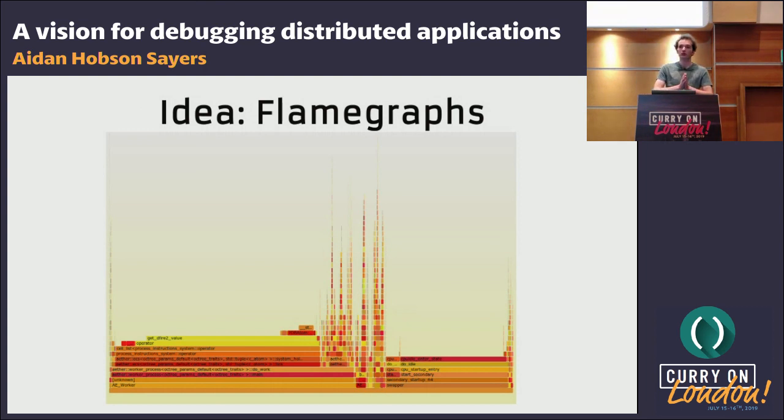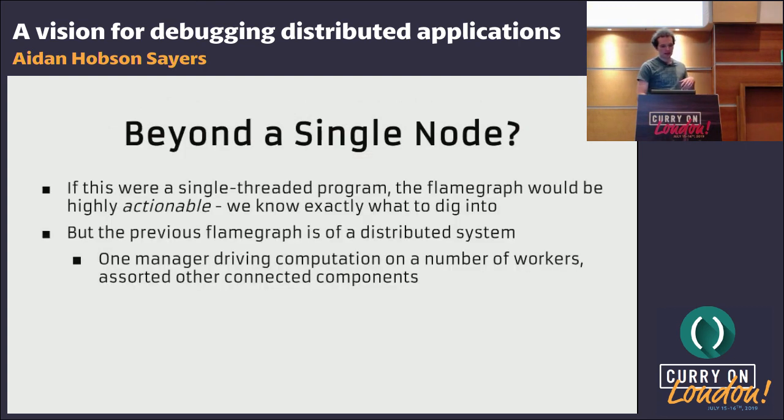And so you can have a look at this. If I were to look at this and say, well, I need to figure out why it's running slowly, I might look at the right-hand side and see that there's a lot of idle CPU time. Or I might want to dig into why this get_dfire2_value is taking so long. And if this were a single-threaded program, the flame graph would be highly actionable. So I would know exactly what I want to dig into next.